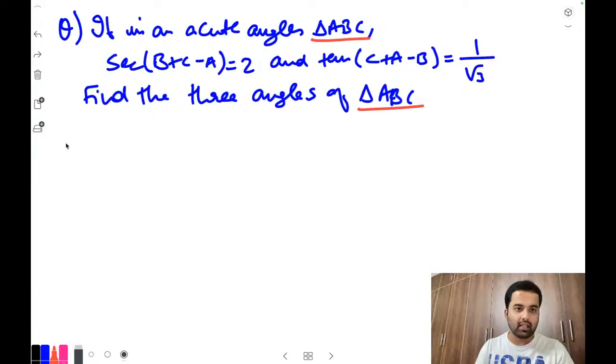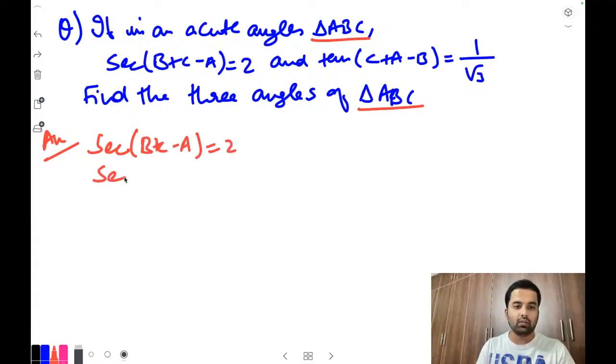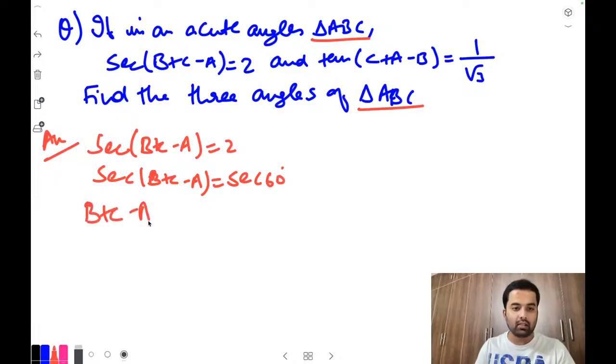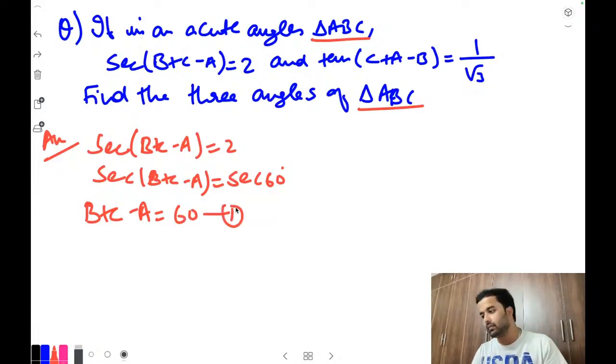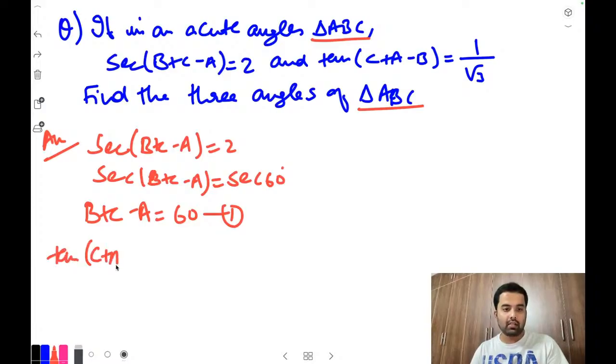Okay, so as we see here, we are having this first one, which is sec (B plus C minus A) equal to 2. So as we know, this sec (B plus C minus A), the value is sec 60, right? And the remaining value will be this 60, right? Take it as the first one. Now second one. Second one is what? Tan (C plus A minus B) equal to 1 by root 3.